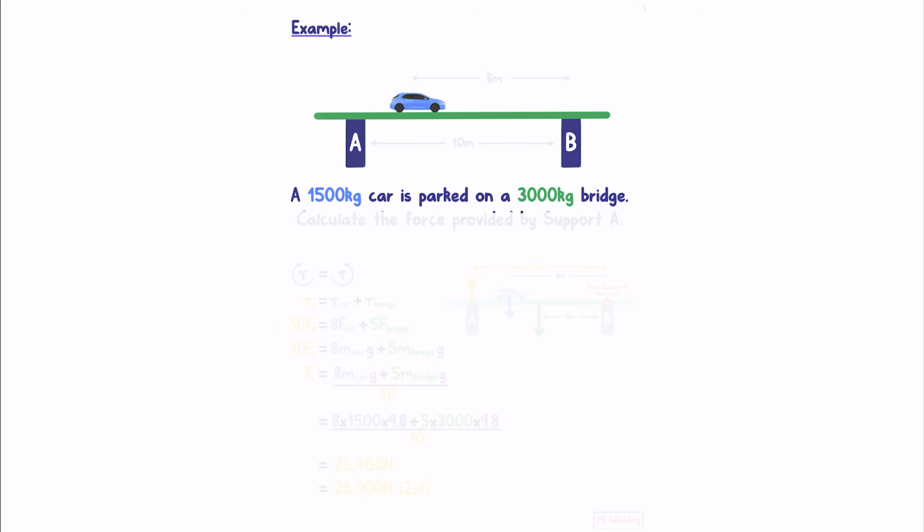A 1500 kilogram car is parked on a 3000 kilogram bridge. Calculate the force provided by support A, and on our diagram we have that the supports are 10 meters apart and that the car is 8 meters from support B. The first thing that we can recognize is that the bridge must be in equilibrium, meaning that the torques are balanced. So we can state that the clockwise torque is equal to the counterclockwise torque.